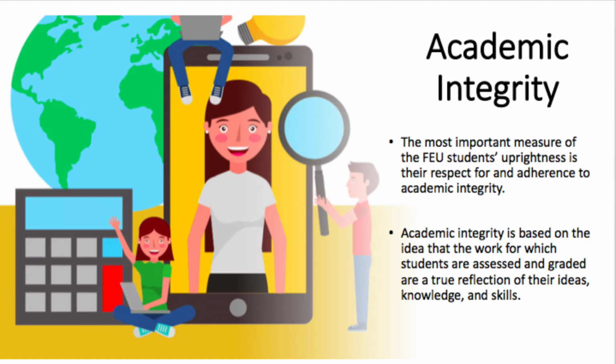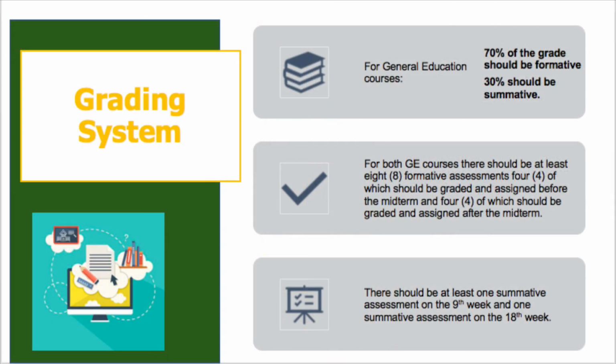So I hope you understand why we are emphasizing this idea, which is academic integrity. Most students are tempted to do this because it's an easy way out, and of course you want to have an assurance in terms of your grades. Now, since we are talking of grades, allow me to move on with the next slide, which is the grading system. So for GE courses, I'm sure you're familiar with this already. Formative assessments garner 70%, while 30% are given to the two summative assessments.